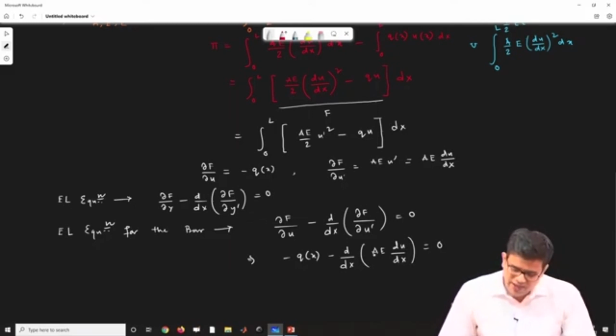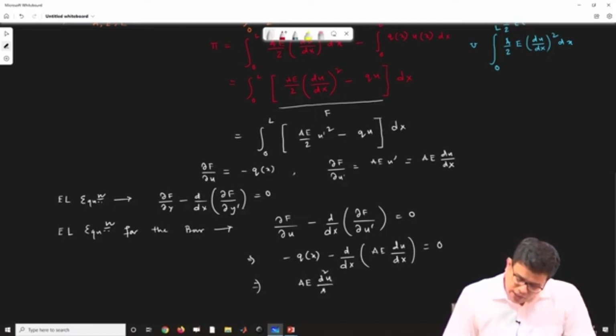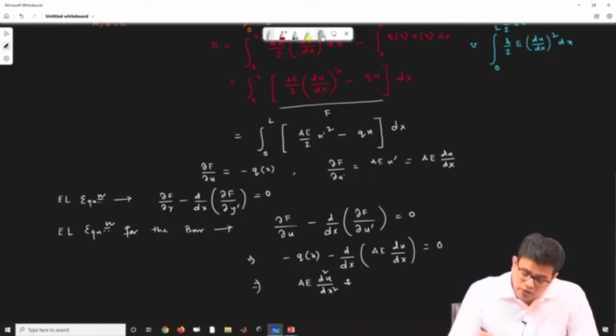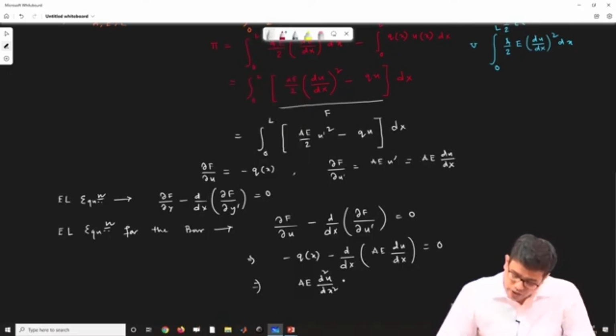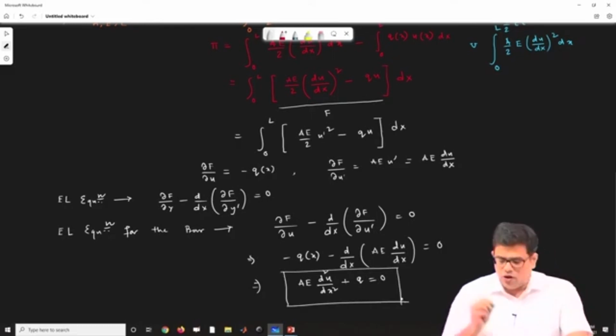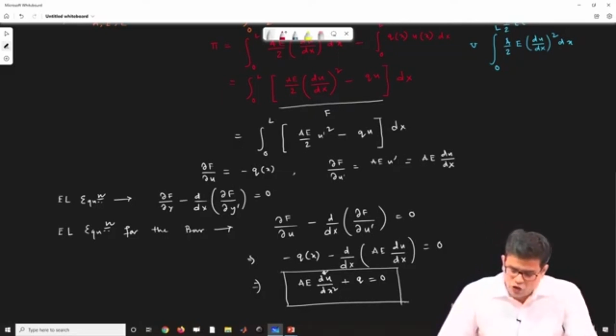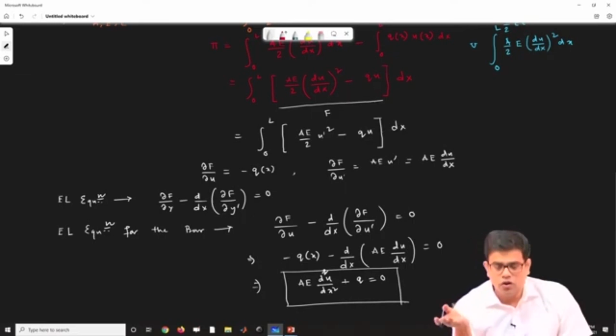So now if A and E are constant, so not a function of x, then I can write this as AE d2u by dx square plus q equals 0. So this is my Euler-Lagrange equation. Now this Euler-Lagrange equation is essentially the governing equation of the bar that we all know, right?